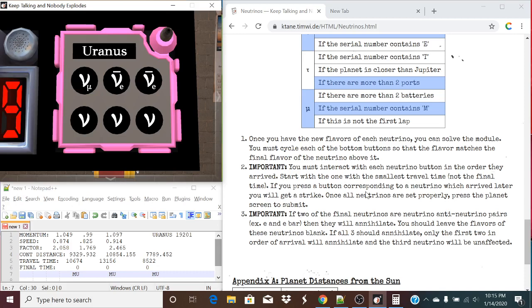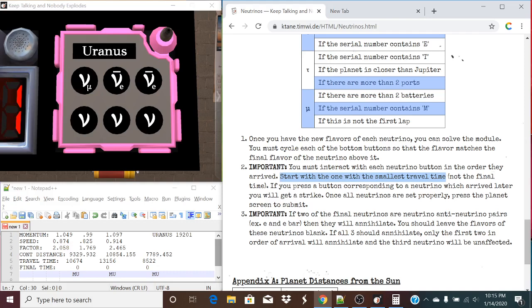Now what we're going to take a look at are these very important rules that we have to pay attention to. When submitting the module, you must interact with each neutrino button in the order they arrive. Start with the one with the smallest travel time, not final time. Travel time, in this case.